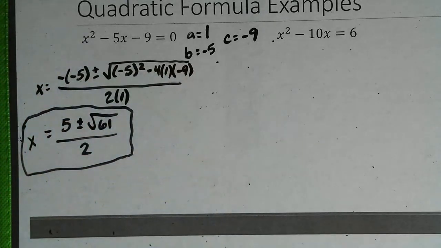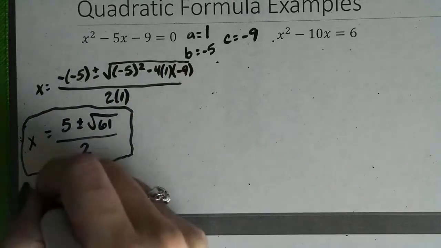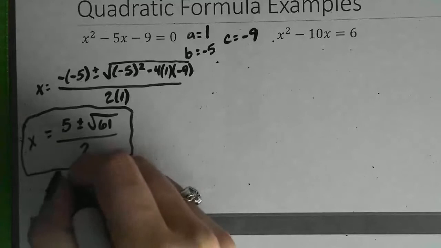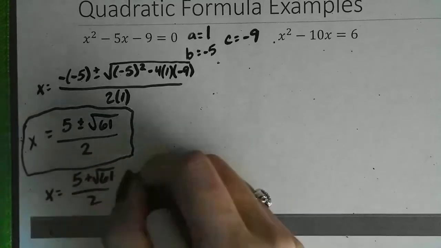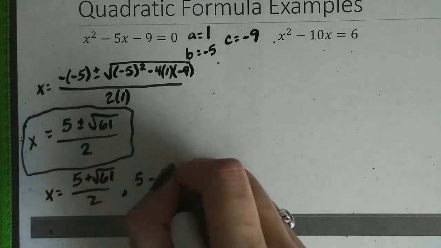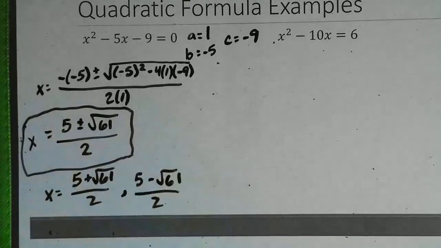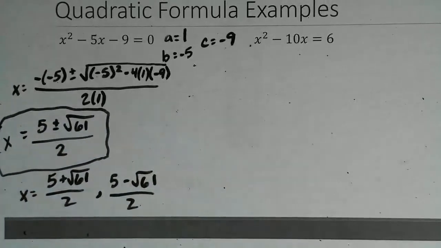Now, when you get to My Open Math, you might have to type this in as 2 separate answers. So just be prepared to type your answer in as x equals 5 plus the square root of 61 over 2, comma, 5 minus the square root of 61 over 2. So just don't be surprised if you see that.